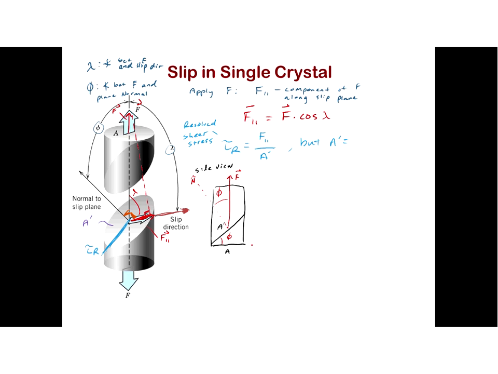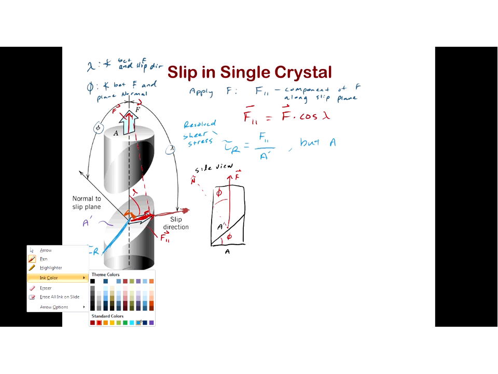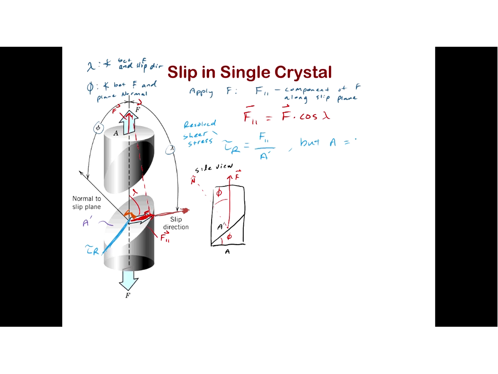So if that's phi, how do I relate A prime to A? Oh, and let me actually do it this way. Let's say what A equals. A equals how much of A prime? A prime times cosine of phi. Right? That's okay, right? Yep. So then, therefore, A prime equals A over cosine phi.